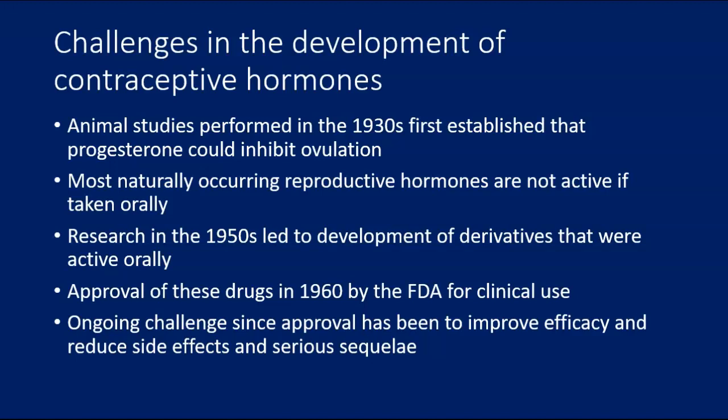However, research in the 1950s did lead to the development of derivatives that were active orally, both of estrogen and of progestin, and began with the development of the first oral contraceptive for women. And approval of this contraceptive was in 1960 through the Food and Drug Administration. And since then, certainly there's been a lot of challenges and changes that have gone on. And the challenges have been to improve both the efficacy and to reduce side effects and serious sequelae, and also to explore and develop additional delivery systems other than the oral route.